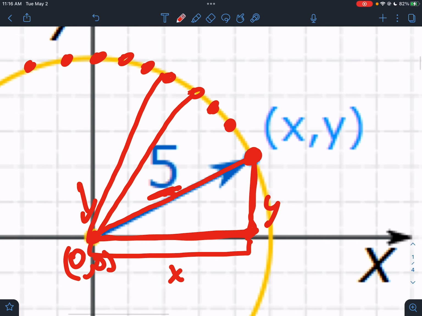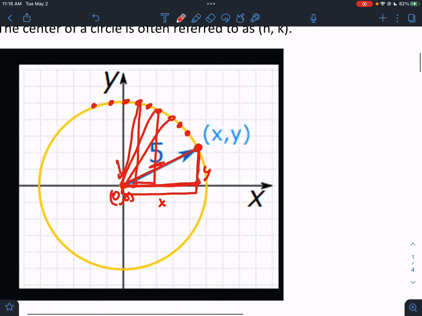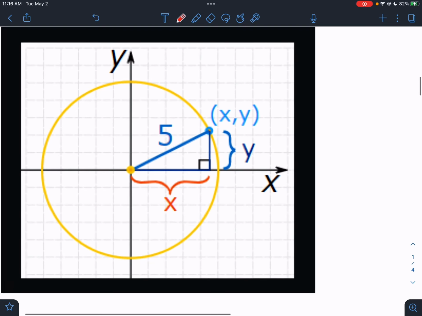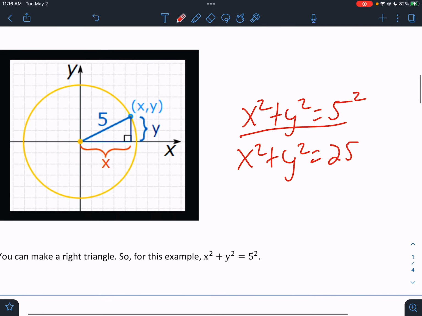Maybe it's here, x is different. What about here, like x = 1? The x value keeps changing, but the format doesn't. All of these locations you could drop and draw right triangles. So this equation, if you look here, what would the equation actually look like? It would be x² + y² = 5², which is x² + y² = 25, right? That's just the Pythagorean theorem, but that generates every spot on the circle.